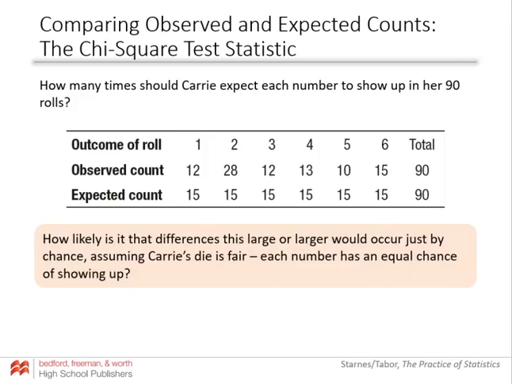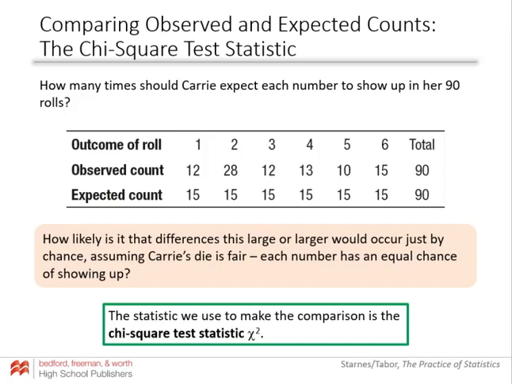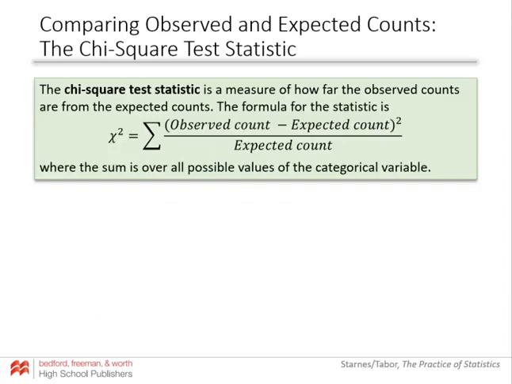All right, and so as we see, not all of Carrie's numbers totally matched up with that 15 that we expected. In fact, only 6 came up exactly 15 times. So we want to know how likely is it that these differences that we came up with would occur by chance? Or do we maybe say that Carrie's die is not fair? Okay, and the statistic that we're going to use to make this comparison is called a chi-squared statistic. Okay, this is the Greek letter chi, C-H-I, but it's pronounced chi. That is the statistic that we are going to calculate.